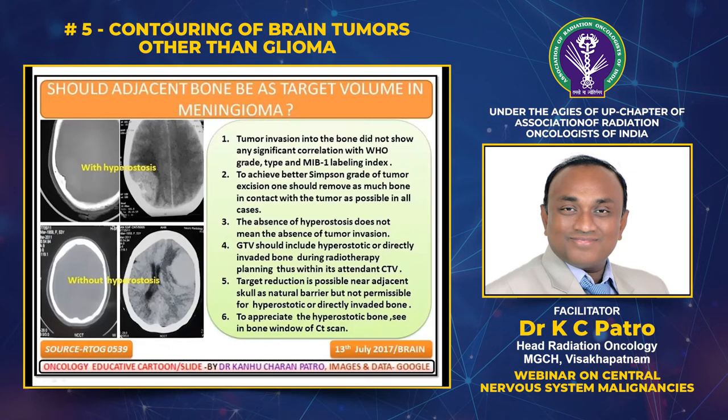Another is called hyperostosis. Hyperostosis is nothing but the bone reaction, or adjacent skull reaction, to your meningioma. Tumor invasion into the bone should be included. But how will you differentiate? How will you understand this? You have to go for the bone window and see if there are any bony changes. See, these are the bony changes. You cannot appreciate them properly, but if you look at the bone changes, you can see. Here it is attached to the bone, there are no bone changes in the lower image. In the upper image, there is a change in the skull bone. So if the adjacent bone is involved, if there is a hyperostosis reaction, you should include that hyperostotic bone in the field.